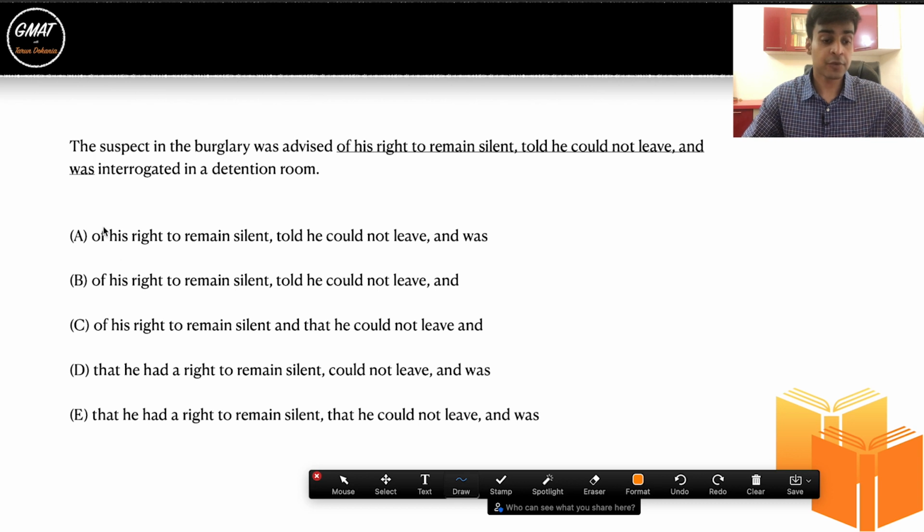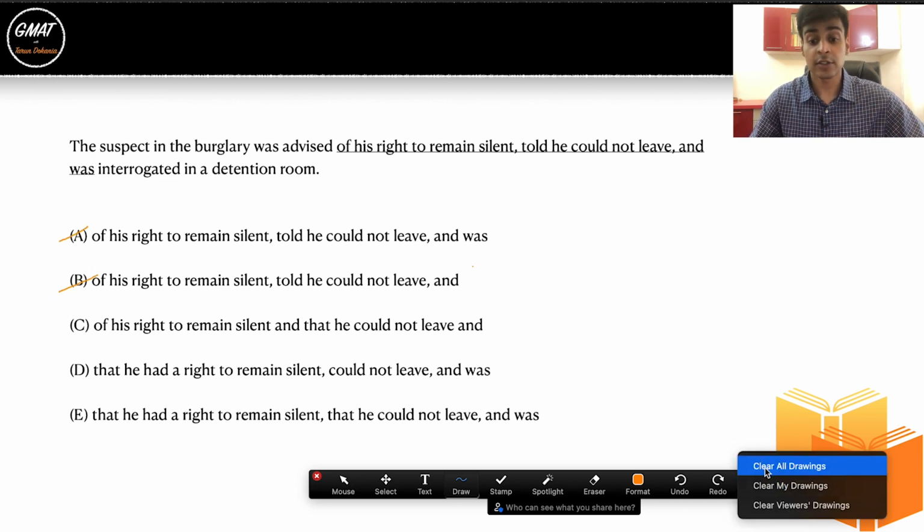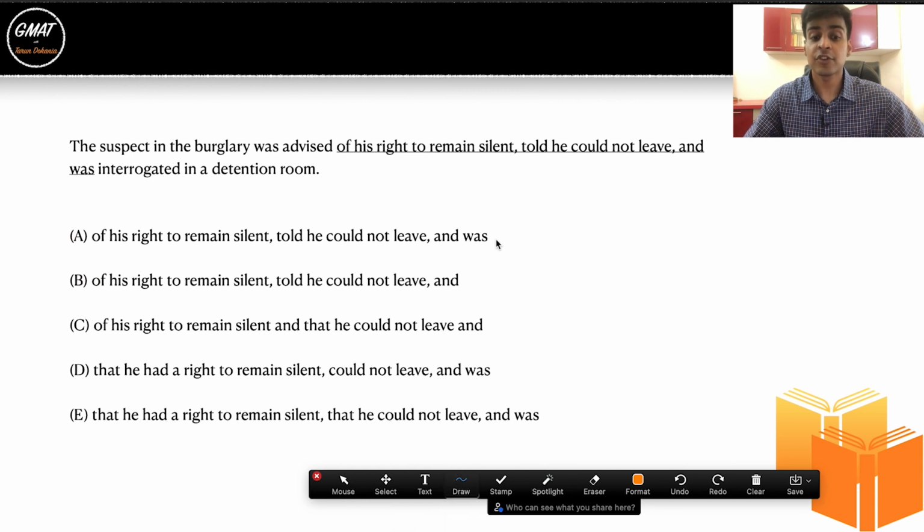Reading ahead, any two options, let's say A and B. I could also check the last words, and at the last words I see the word "and," which gives me parallel construction. So let's check PC. The suspect in the burglary was advised of his right to remain silent, told, so "told" needs to be parallel with "advised," and was interrogated. So the suspect in the burglary was advised of something. The suspect in the burglary was told, right? The suspect in the burglary told he could not leave would not make sense here, right?